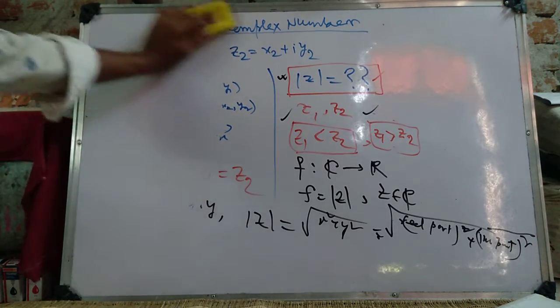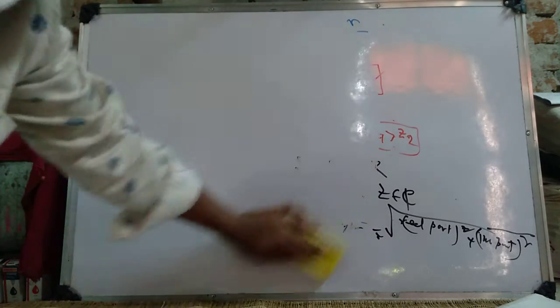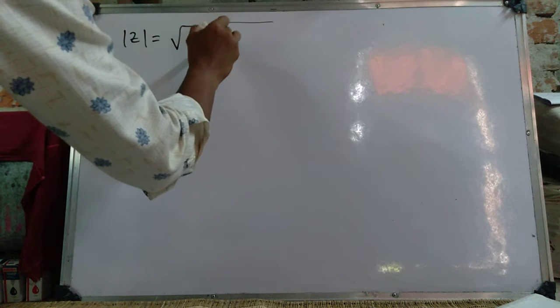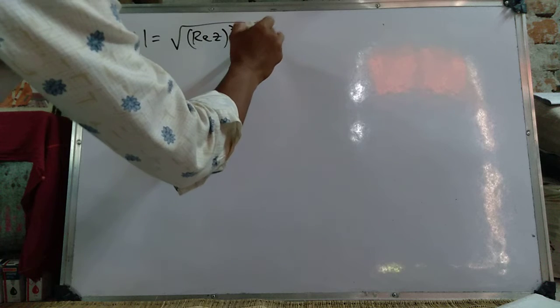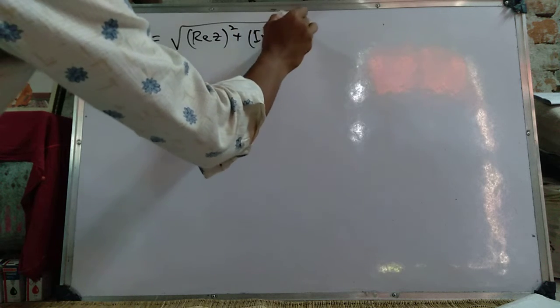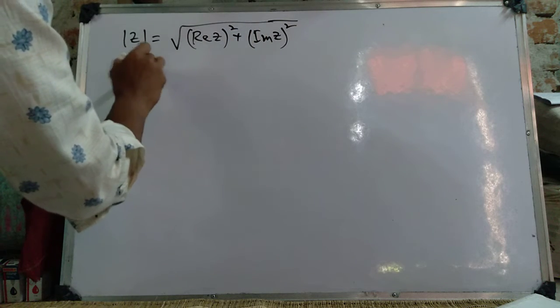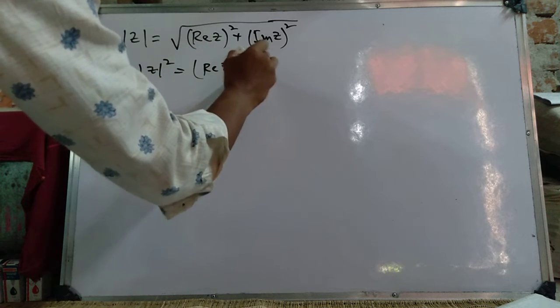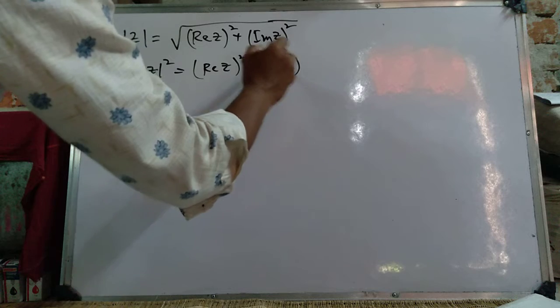Okay, of that portion. So we erase that portion and now talk about why mod z, that means create some properties, why this one is important. So we know that mod z equals the square root of real z square plus imaginary z square. Then obviously this implies that mod z square equals real z square plus imaginary z square.